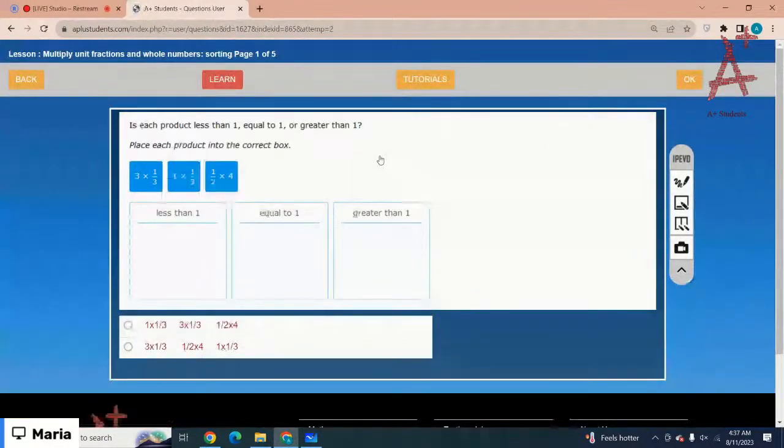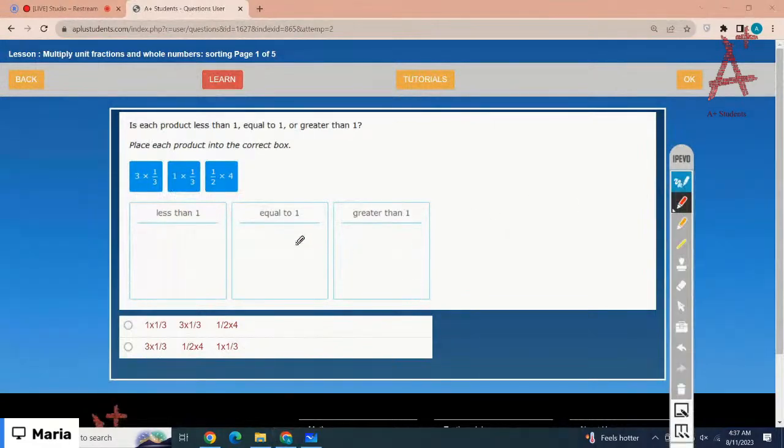Okay, is each product less than 1, equal to 1, or greater than 1? Let's look at the first one. 3 times 1 over 3. The 3 and 3 cancel out, you are left with 1, right? That means 3 times 1 over 3 is equal to 1.